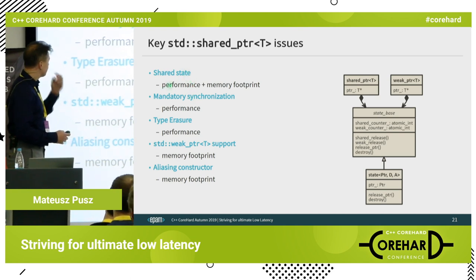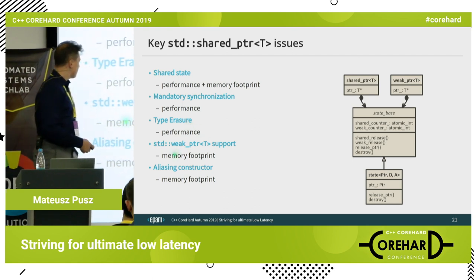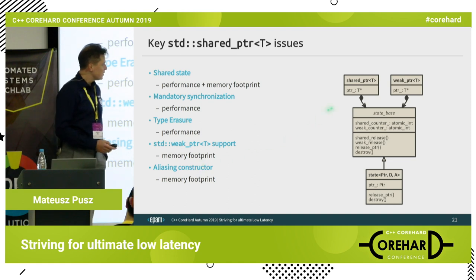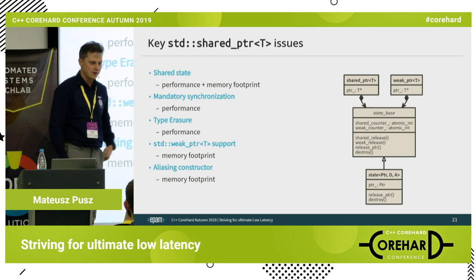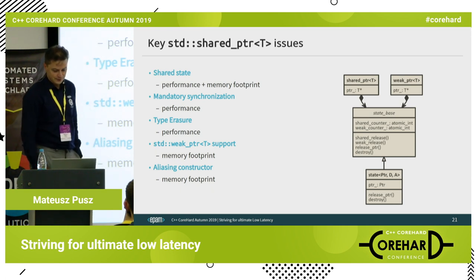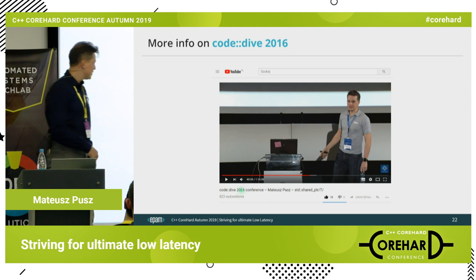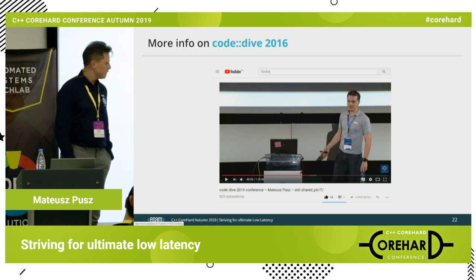So we have here shared state that affects our performance, memory footprint and design too. Memory synchronization that affects performance, type erasure that affects performance, weak pointer support. Even if we don't use weak pointers, we are paying for it by a bigger size here. So it's memory footprint. And we also have the aliasing constructor. This is where you have two pointers, and they can be set to two different values and even two different types, which is strange, but there are some use cases for it. I will not talk much more about it. If you would like, you can refer to my talk from Code Dive 2016. I spent nearly 90 minutes talking only about shared pointer, why it's bad. And if you would like to know more, you can go there.